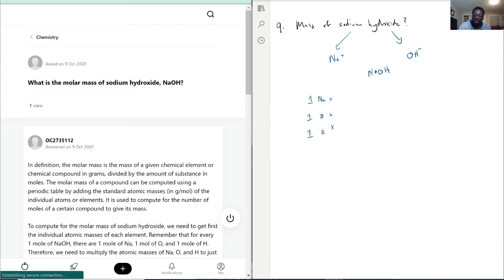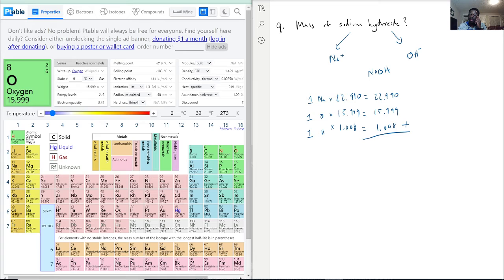I always like adding the multiplication step first because that ensures that I'm not missing anything. So 22.99 plus 15.999 plus 1.008. What we get here for the molar mass is 39.997 grams per mole. Depending on the periodic table you may use, you could also just get 40. It's just important that we're really close to each other. With that being said, this will be the mass of sodium hydroxide, specifically the molar mass.